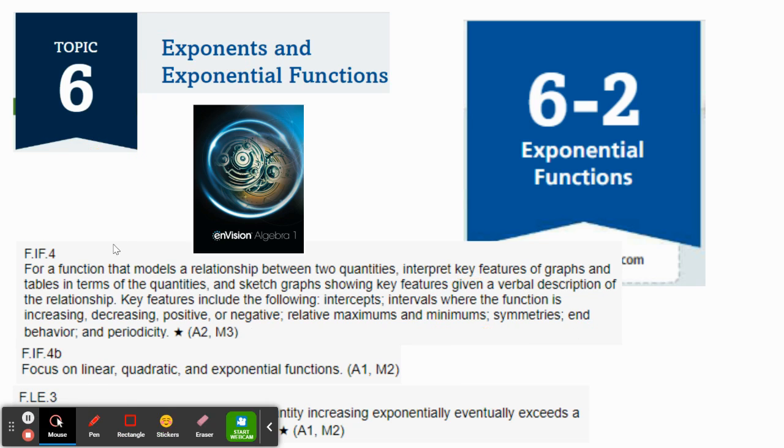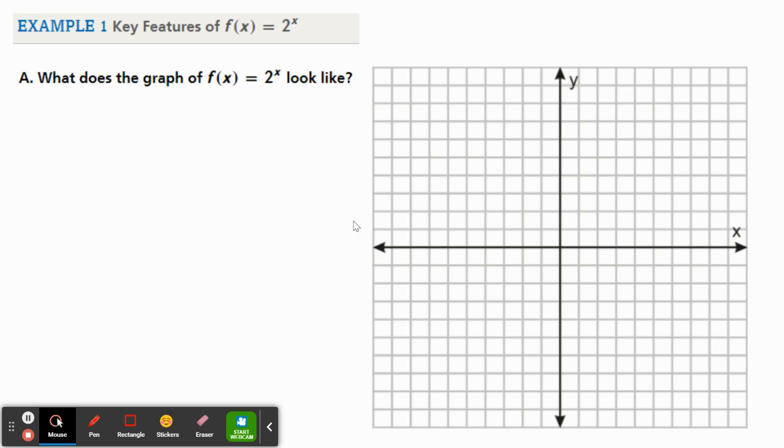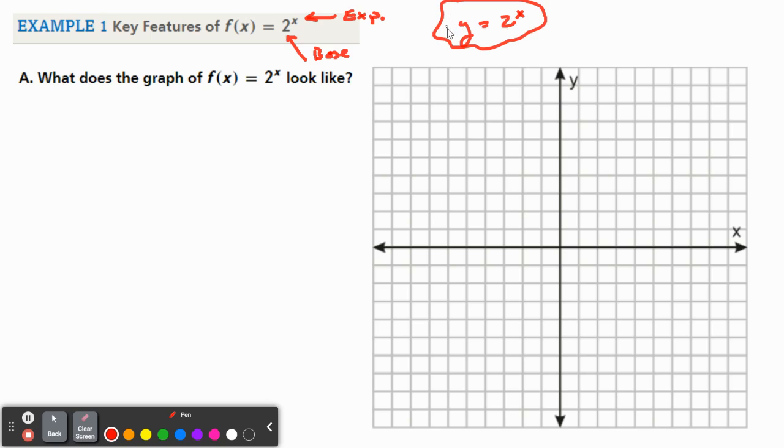Let's jump right into what exponential functions are. In example 1, what are the key features of f of x equals 2 to the x power? Notice this is an exponential function. Notice where your x is: your x is the exponent. That is why these are called exponential functions. Your 2 is the base. Recall your function notation f of x; this could also be written as y equals 2 to the x. Understand that f of x is just your y.